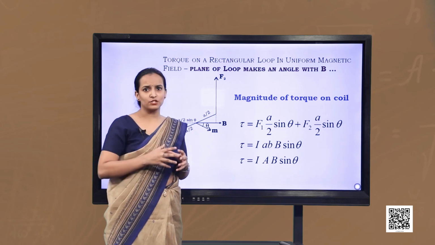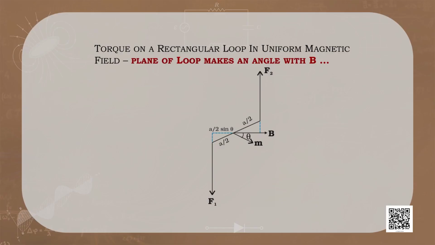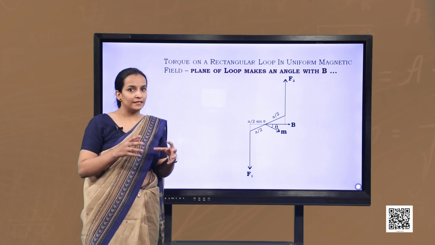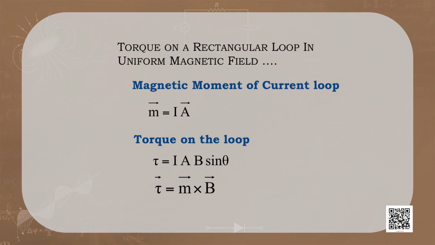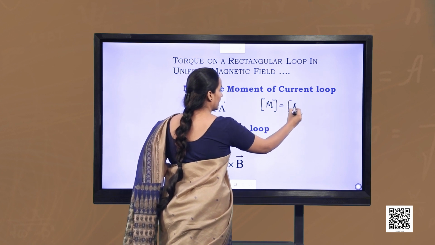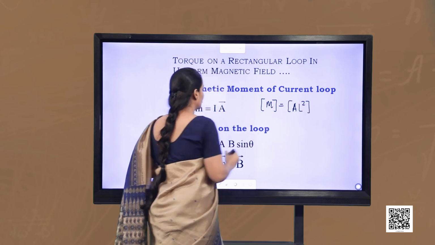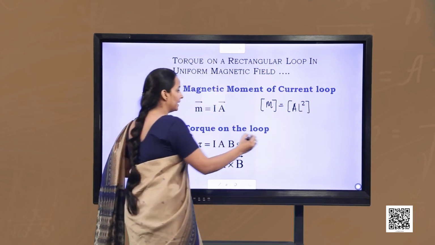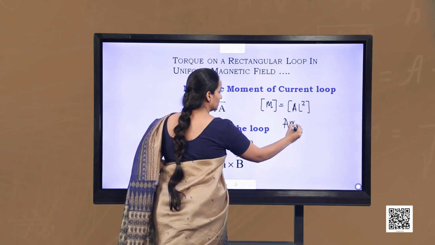Now, can we express the torque in vector form? Before moving ahead, look at this diagram again. We can see the letter M pointing normal to the plane of the loop. This M is nothing but the magnetic moment. Let us define the magnetic moment first. We define the magnetic moment as M equals IA. Since the magnetic moment is the product of I and A, the dimension of the magnetic moment is A L squared, and the SI unit of the magnetic moment is ampere meter squared.